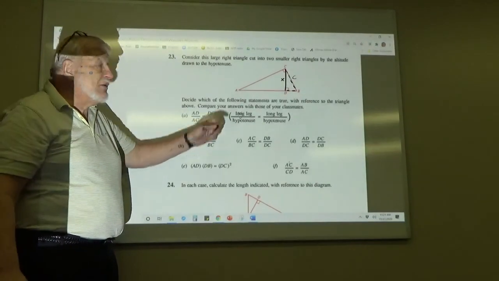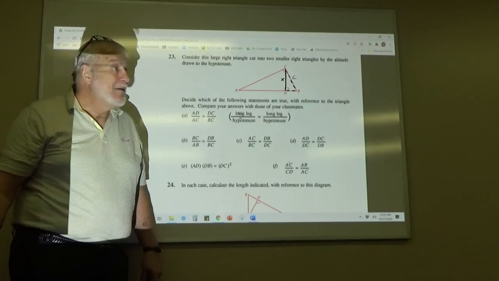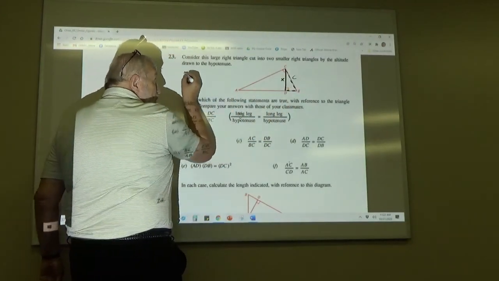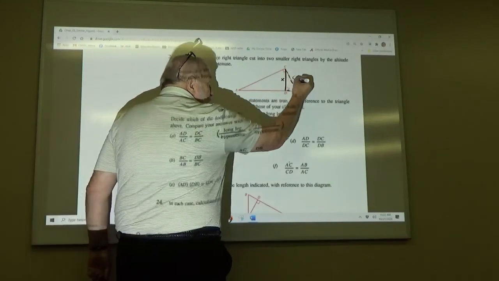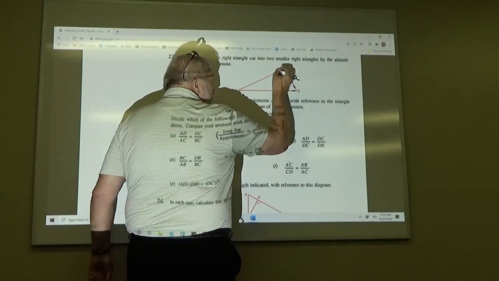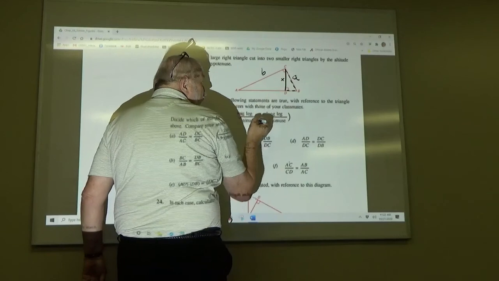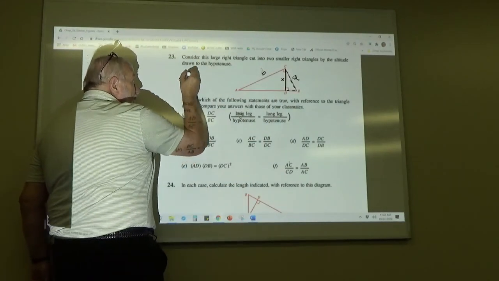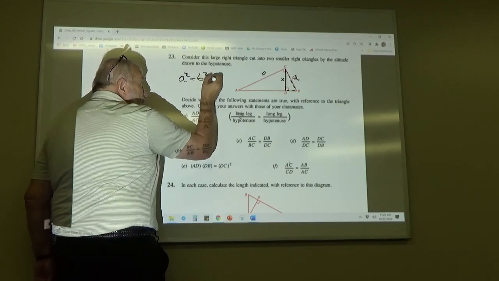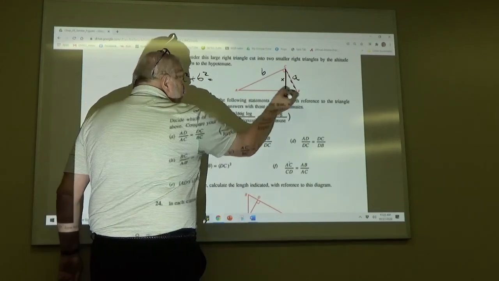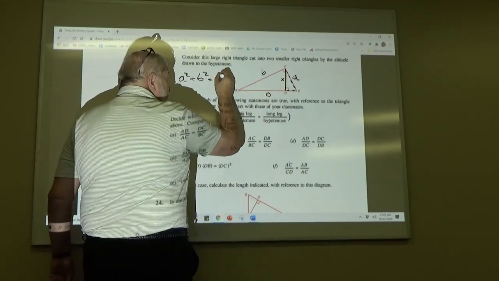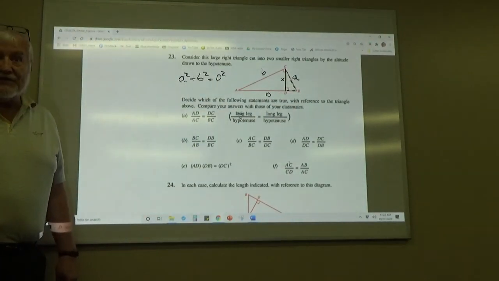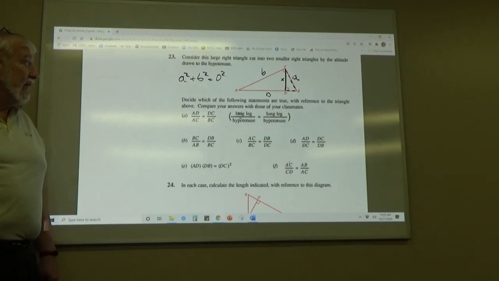However, in the big triangle, you have c, which, let me rename it. I'll name this A and this B. Okay, in the big triangle, a squared plus b squared equals, I'm going to call this d squared, the whole length. Right? That's the Pythagorean theorem.